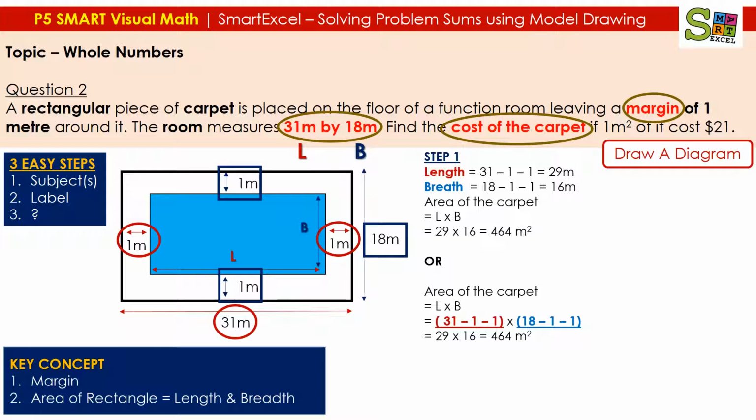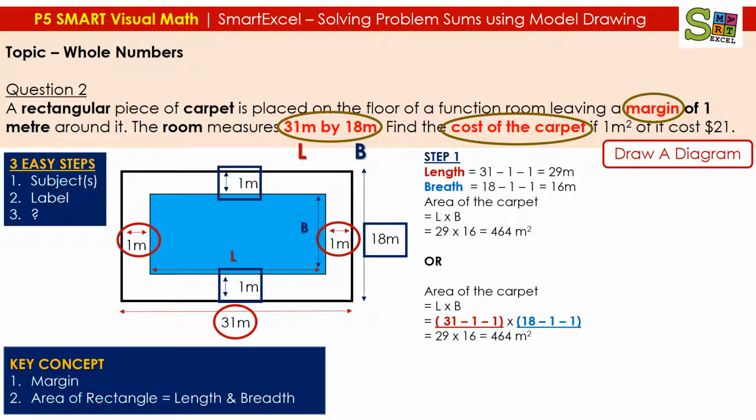Then we come to the breadth, which is the vertical line. We'll see on the right side 18 meter for the breadth of the room. We minus off the 1 meter margin from the top and 1 meter margin from the bottom. That will give you 16. That will be the breadth of the carpet. So the area of the carpet will be length times breadth, which is 29 times 16, which equals 464 meter square.